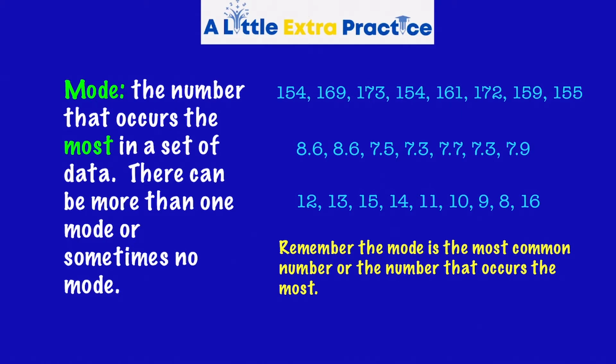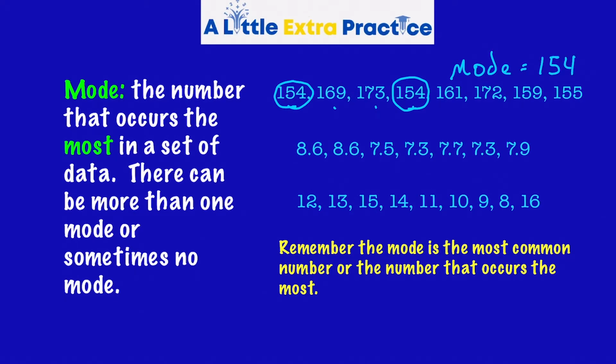Let's take a look at the numbers to the right. We have 154, 169, 173, 154. Looks like there's more than one 154. 161, 172, 159, 155. There's two 154s. All the other numbers occur once. The mode for this would be 154.